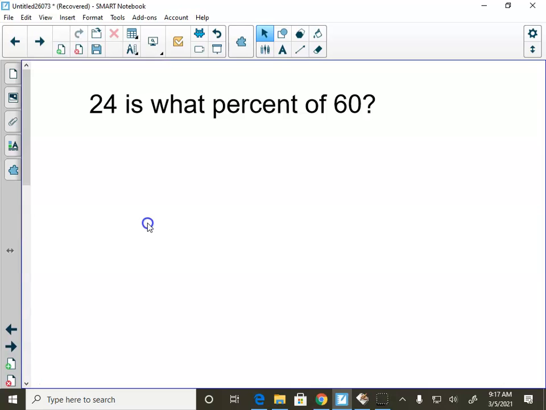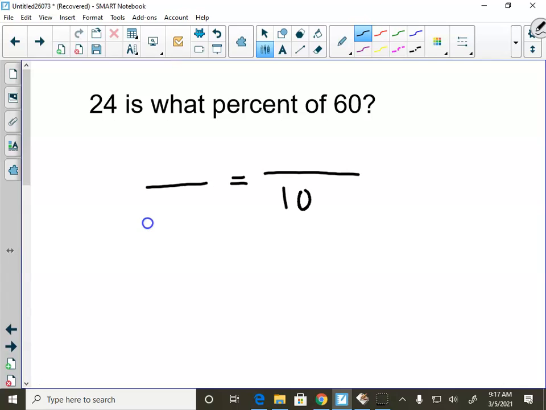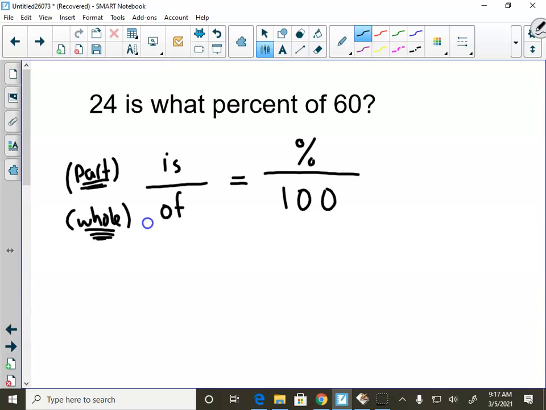When we solve percent problems using a proportion, we're always going to use this method where we set up the proportion ahead of time. This is what we call the is number. That's really the part. This is the of number, and that's really the whole. So this is the part that you're looking for. This is the whole thing that you have. And then the percent is the number that goes over 100.